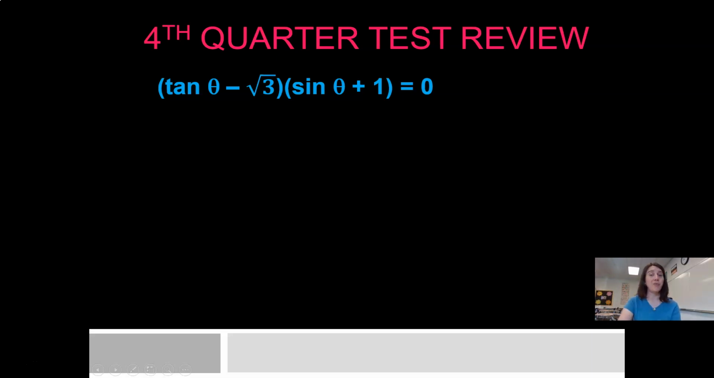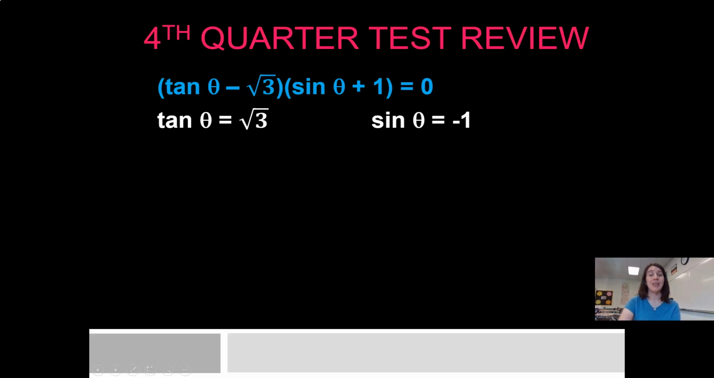Remember, because both of these factors are inside parentheses, it is the opposite of what we would have. So the first equation that I'm going to write is that tangent theta is equal to positive square root 3, and the second equation is sine theta equals negative 1. So again, the opposite of the numbers that are inside of the parentheses. Let's go ahead and focus on that first equation.